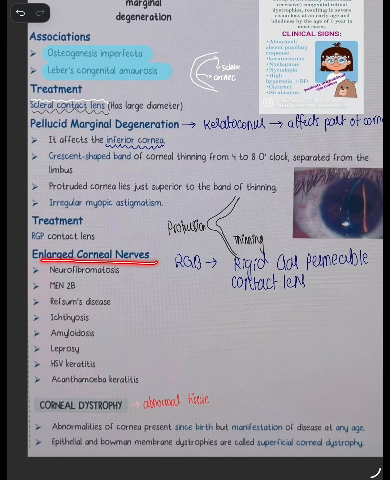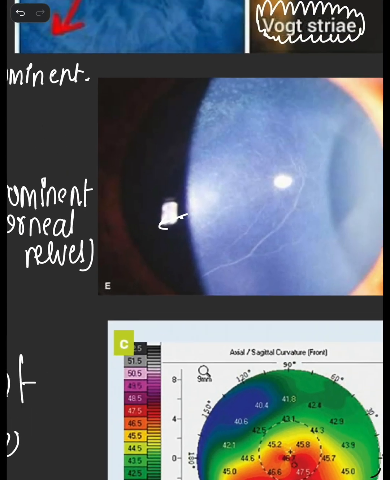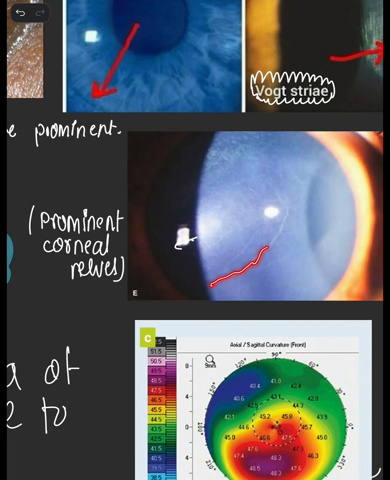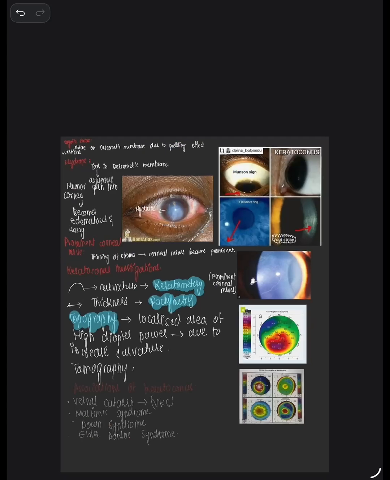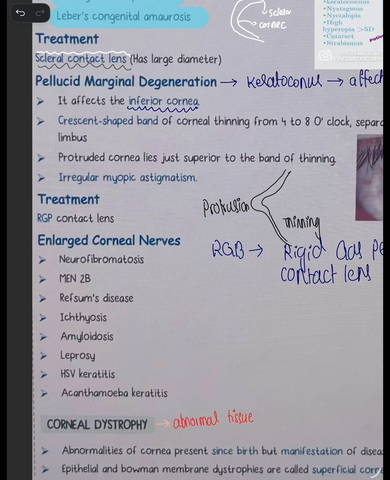The other sign in the corneal ectatic disorders is the enlarged corneal nerves. Due to the thinning of the stroma, we can see the corneal nerves prominently. The conditions with enlarged corneal nerves are neurofibromatosis, MEN2B, Refsum disease, acanthosis, amyloidosis, leprosy, herpes simplex virus keratitis, and acanthamoeba keratitis.